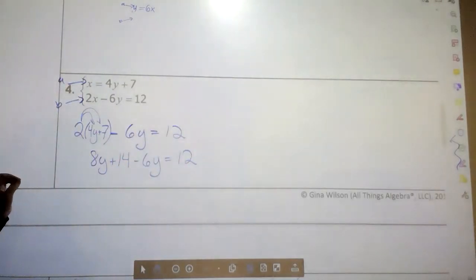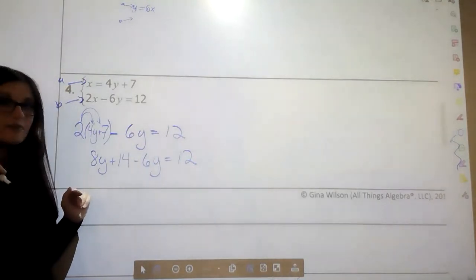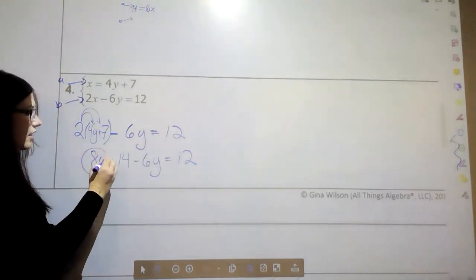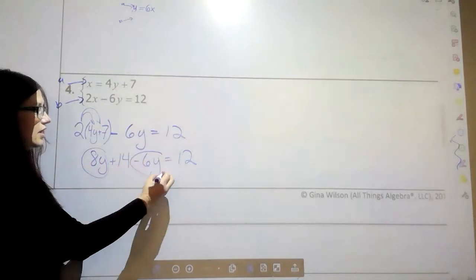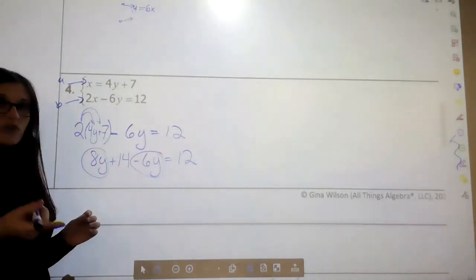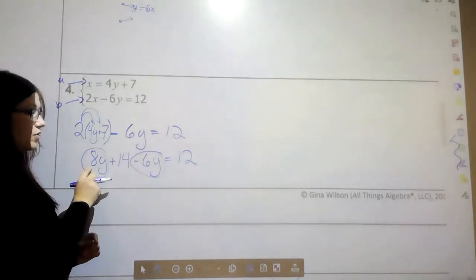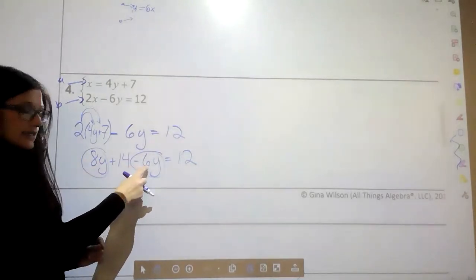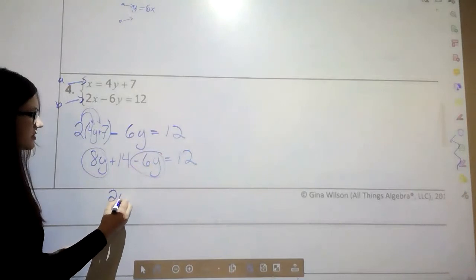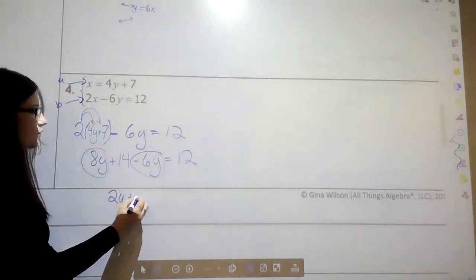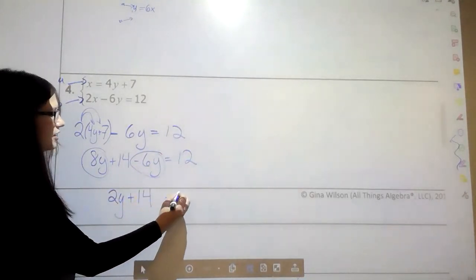Now I can combine like terms. Like terms have the same variable. So I've got a positive 8y and a negative 6y. Whenever you combine variables, you add or subtract the coefficients. You have 8 y's, but you owe me 6. That means you have 2 y's left, plus 14 equals 12.